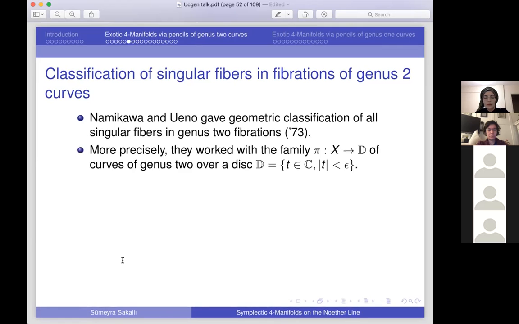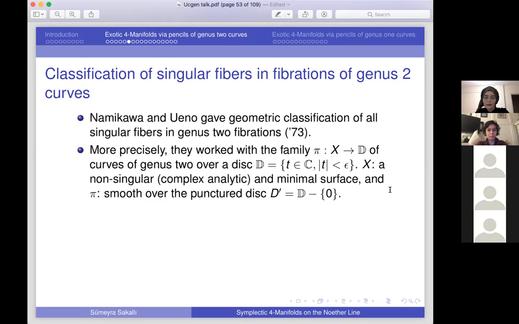And more precisely, they consider such a family of curves. So these are fibrations, or family of curves, let's say. And the curves are complex, and their genus is 2. And here the base D is a small epsilon disk. And the total space X is a non-singular and minimal surface. And again, it doesn't have any -1 sphere inside. And our map pi is a smooth map over the punctured disk.